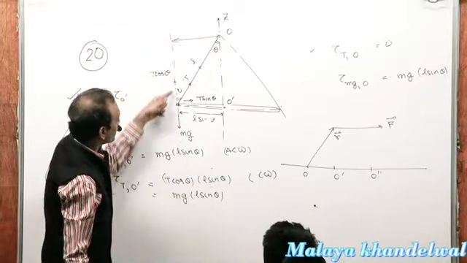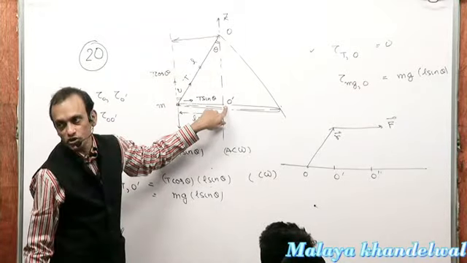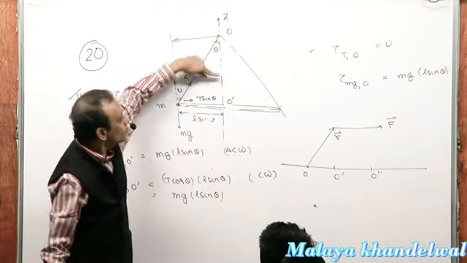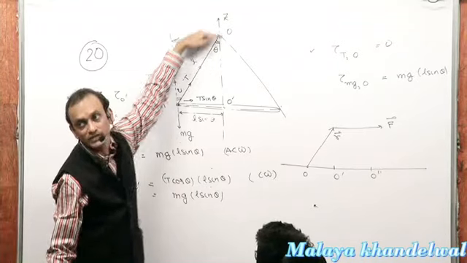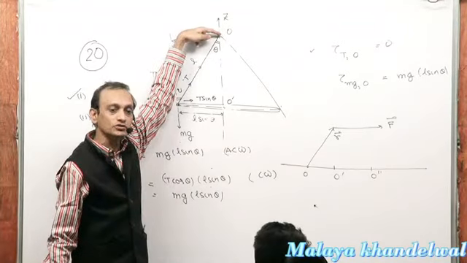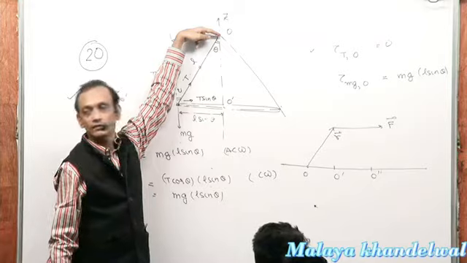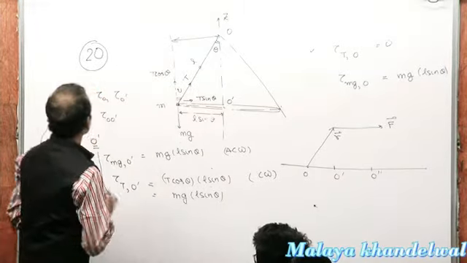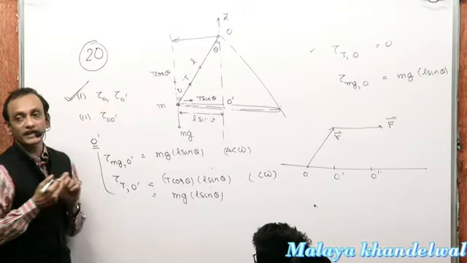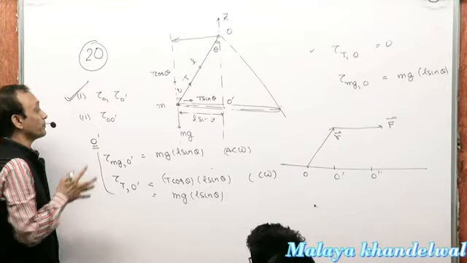So this is parallel to mg. If the torque produced about O prime is mg into L sin theta, the torque about this point will also be mg into L sin theta. Torque about this point will also be mg into L sin theta. Do you all understand this? Clear now? Now, we know the torques because of tension and mg about O and O prime.